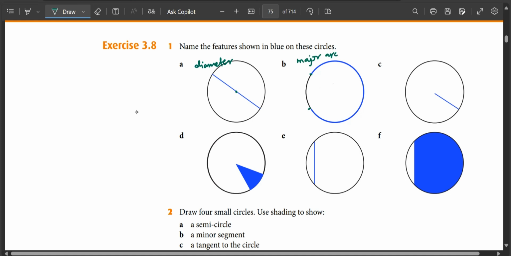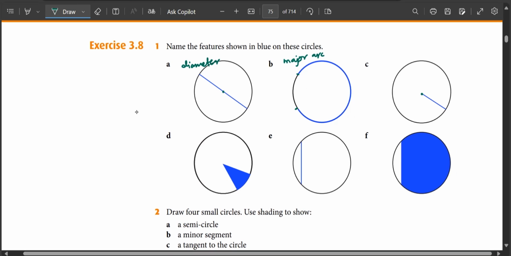For C part, this is starting from here to here, that means it's a radius. Then for the D part, we have this smaller size. You can see this white space that looks like a Pac-Man. That means this is a minor sector, not sector. Okay, what is E? E itself is a chord. And what is F? This whole big part is colored. That means it's a major segment.